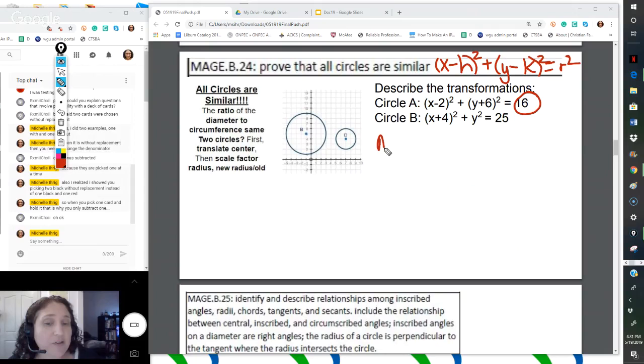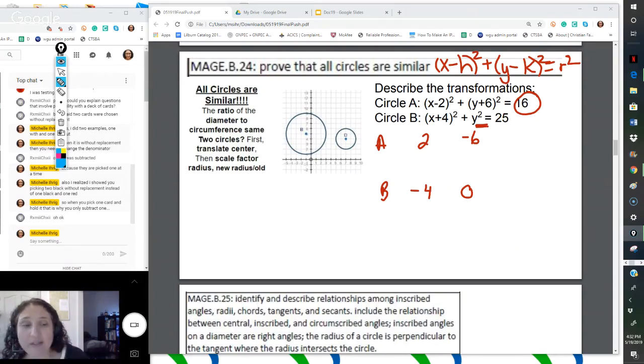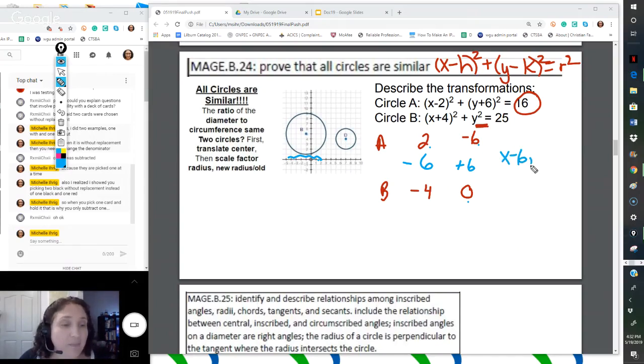So if I start for circle A, I'm at 2, -6, because -2 becomes +2, +6 becomes -6. I'm trying to get to B. B is -4, and there's no number here, so I'm going to put down 0. Now I have to think, how did I go from 1 to the next? Well, if I'm at +2, how did I get to -4? I had to subtract 6. If I'm at -6, how did I get to +0? I had to add 6. So I know my translation is going to be x minus 6, which means left 6, and y plus 6, or up 6.